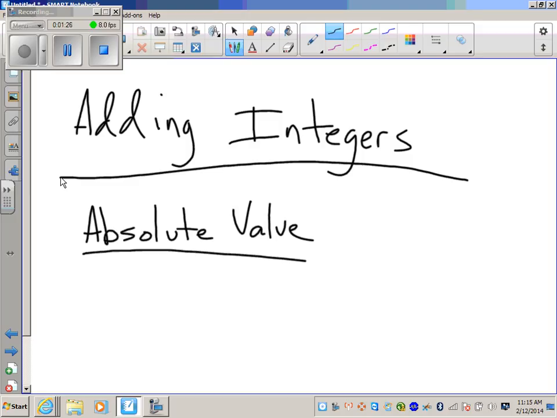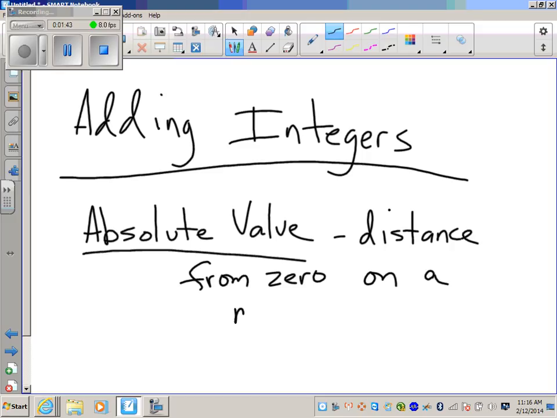Every integer has what's called an absolute value. And the absolute value is that integer's distance from 0 on a number line. Okay? These are all good notes. All notes you need. I write something on the board, you write it in your notes. That's how it works. How it always worked from the beginning. Distance from 0 on a number line is absolute value.